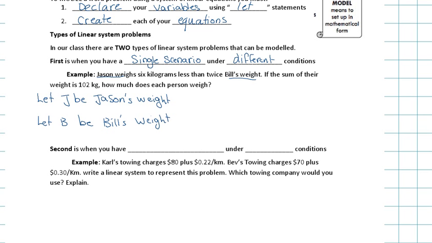So let's read the first sentence. Jason's weight is 6 kilograms less than twice of Bill's weight. Can you give me an equation that models this? Why am I using 102? Because that's the original weight. No, we can't do that. Let's not worry about the second sentence, just the first sentence. So Jason's weight is 6 less than twice of Bill's weight.